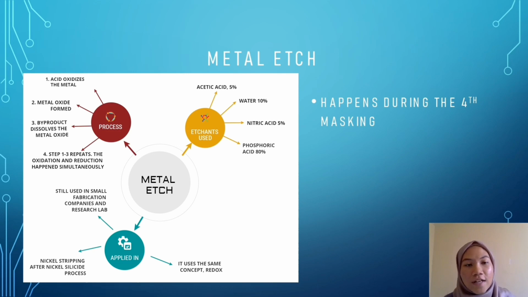Then the process is basically that the acid oxidizes the metal and the metal oxide forms, and then the byproduct dissolves the metal oxide, and steps 1 to 3 repeat. The oxidation and reduction happen simultaneously. It uses the redox reaction just the same as any other etch before this.